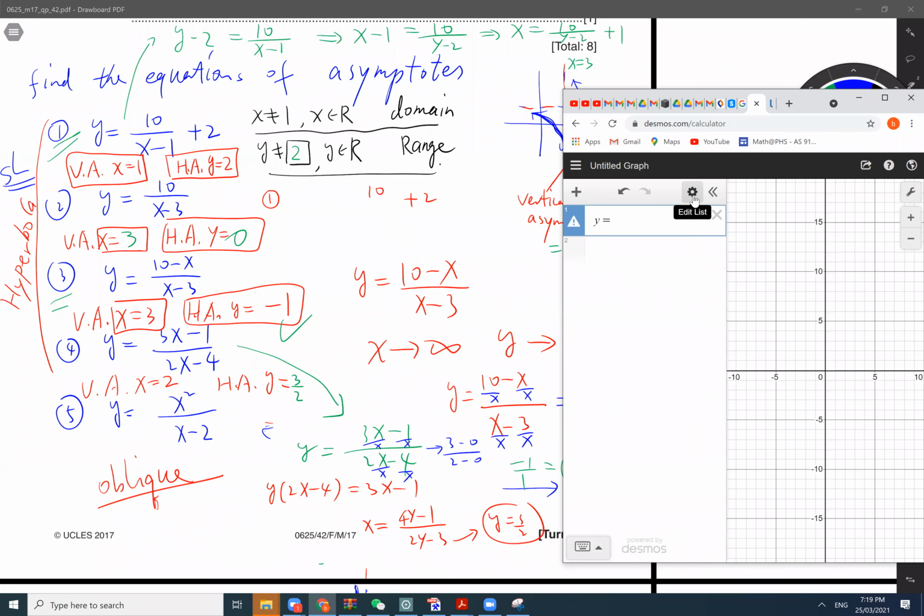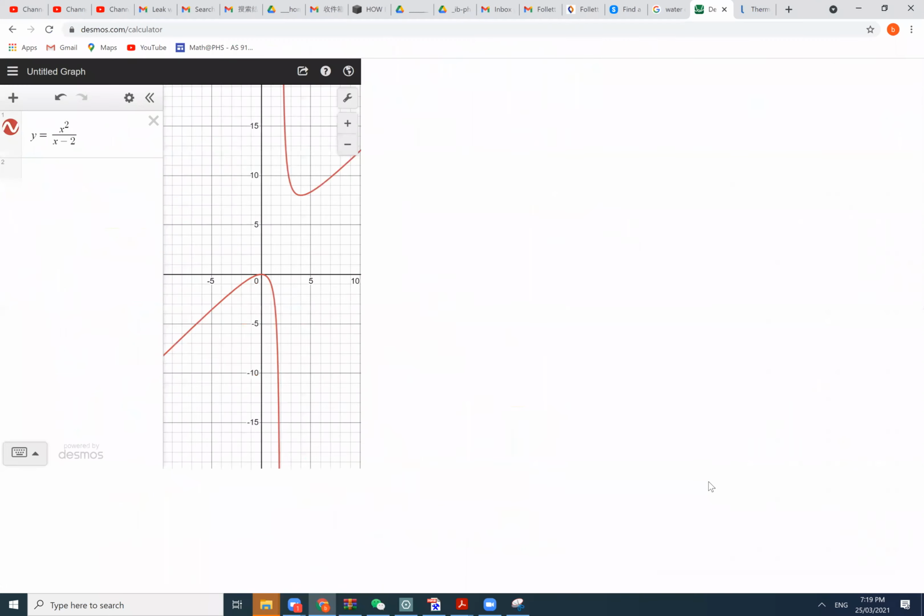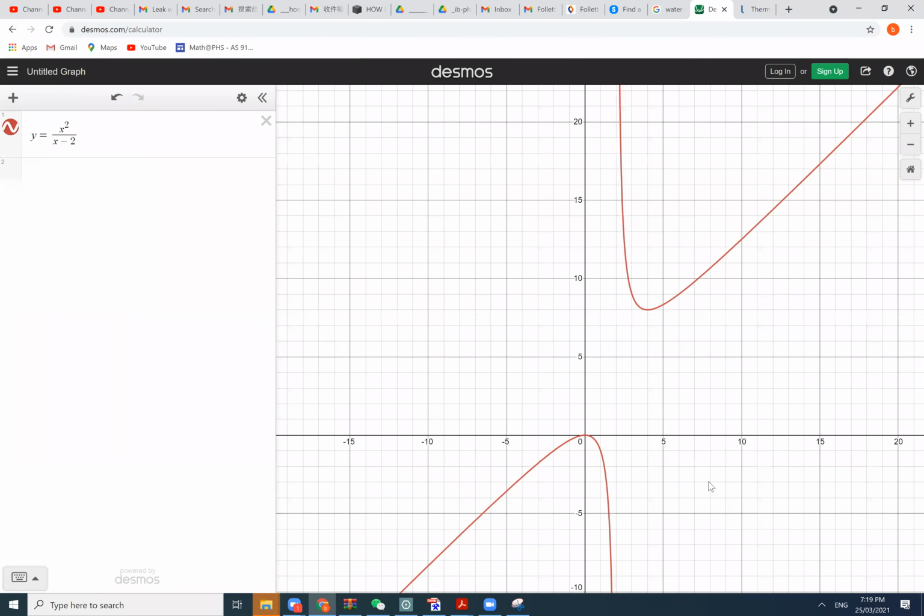y equals x squared divided by x minus 2. Guys, check the asymptote. Yeah, check this asymptote here. That's why Isabella said diagonal, because there's an asymptote like this line. It's like a diagonal.